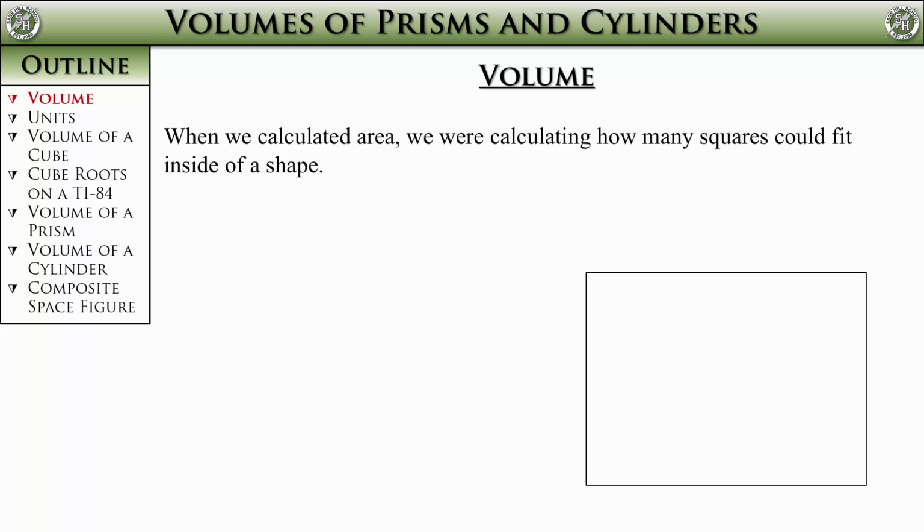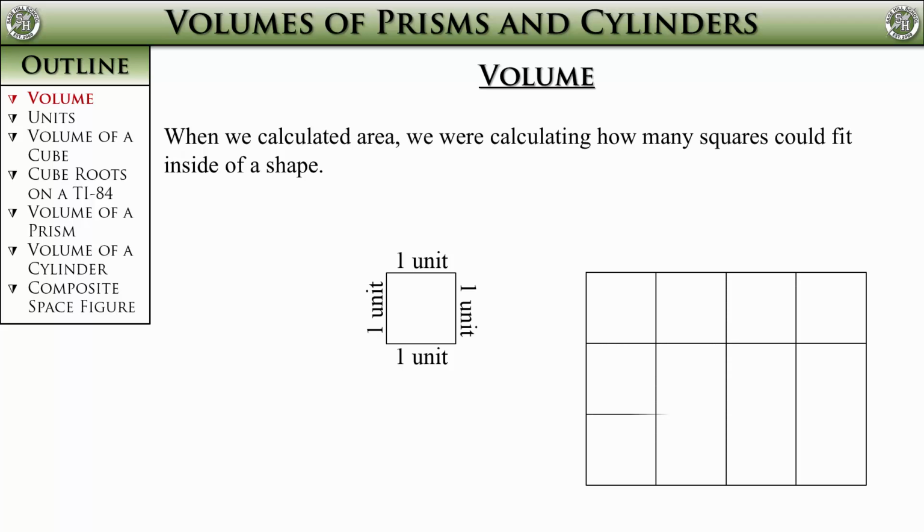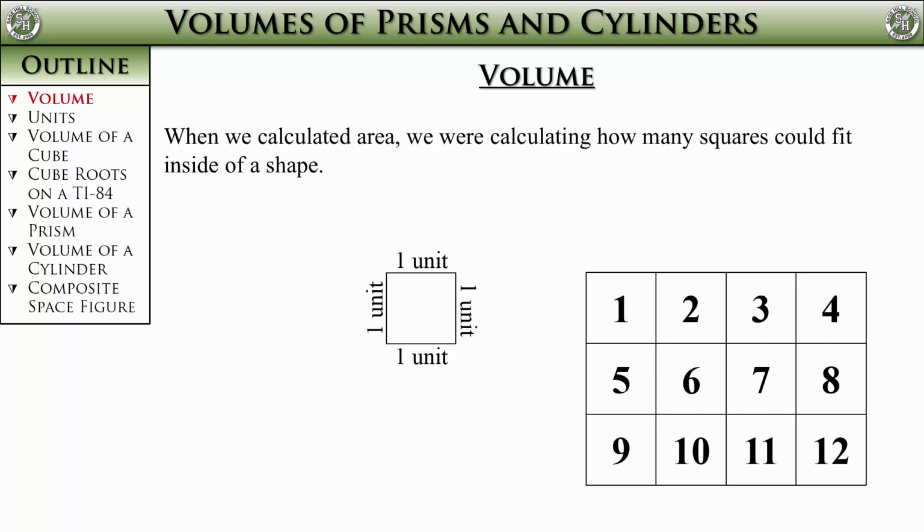On the screen here is a rectangle. Let's say I decide that this will be what one square unit looks like. Then I would want to know how many of these little square units make up this shape. That's even why it's called units squared. We are literally counting up squares. For this rectangle here, we have 12 of these square units that fit inside of the shape.